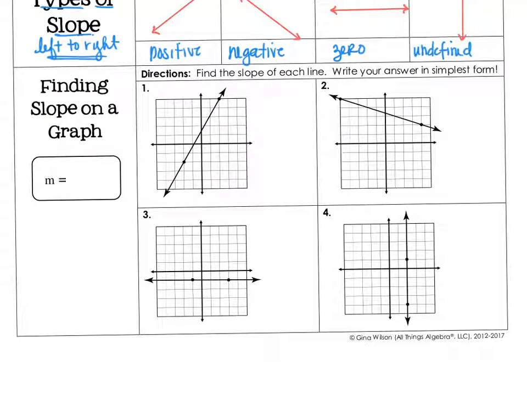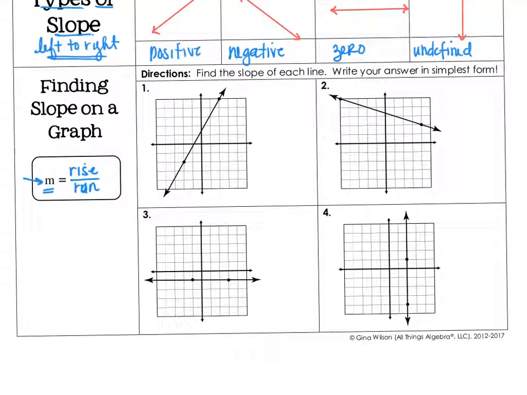Throughout this unit, there are going to be different ways in which you're going to learn how to identify slope. The first way you're going to learn is how to find the slope from a graph. So keep in mind that m is the variable for slope, and slope is the same as rise over run. Rise over run. So always checking the rise over the run.